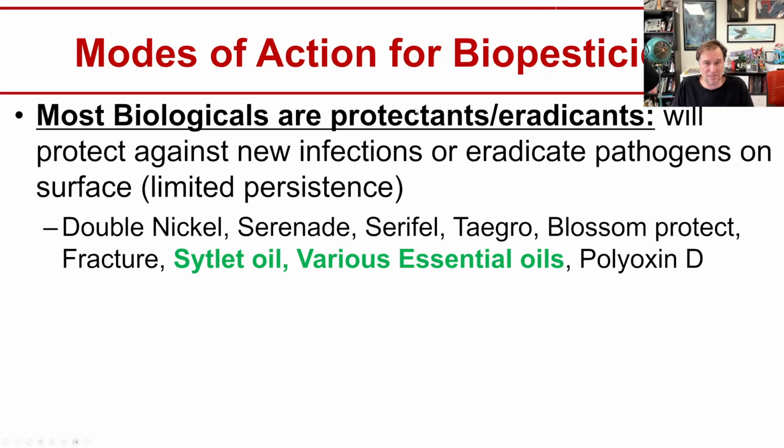As mentioned before, most are just protectants or eradicants. They're going to protect against new infections or eradicate pathogens on the surface. They have limited persistence, which means you'll have to apply them often, almost as much as twice a week if it's raining a lot. And you might hear of some. A lot of these are bacterial soup materials that have been fermented to produce antimicrobials: Double Nickel, Serenade, Serifel, Tegrol. Blossom Protect was believed to do a little bit of competitive inhibition, but may turn on some defenses as well. Other lupin extracts, stylet oil, essential oils, and naturally produced antibiotics can count as well.